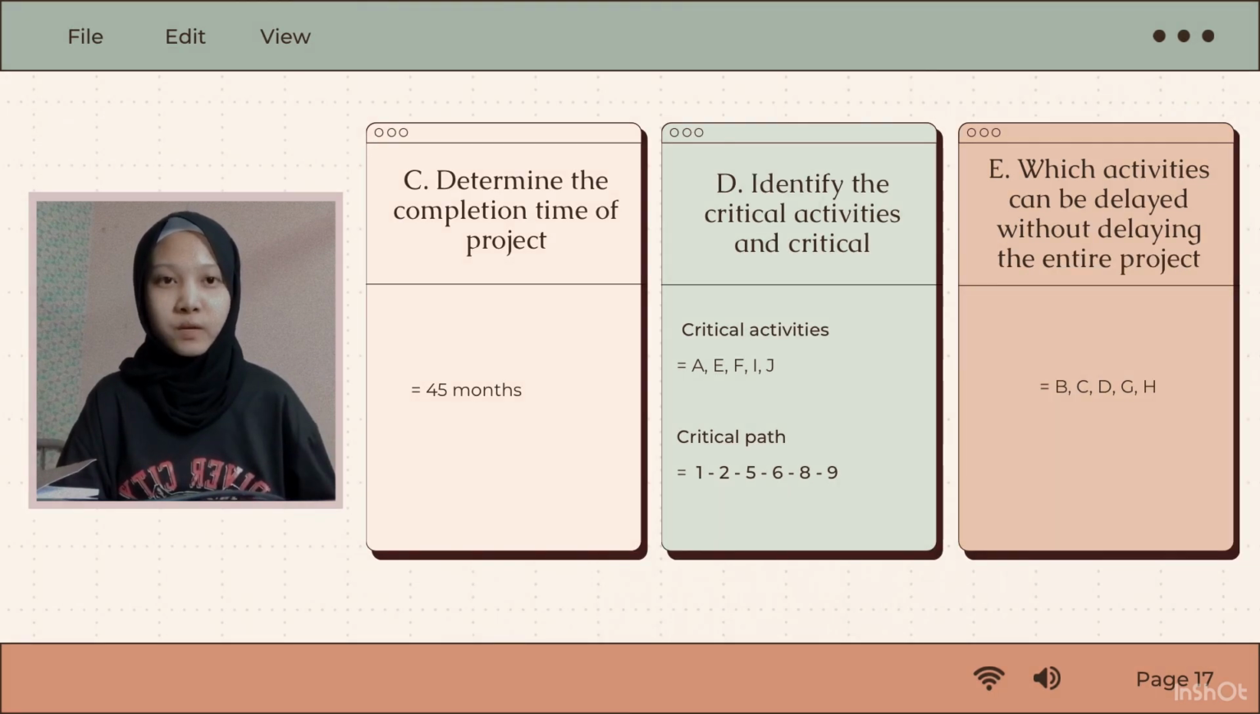For question C, we need to determine the completion time of the project that we already calculated through EET and LET. So the answer is 45 months. For question D, we need to identify the critical path and the critical activities. So the critical path is 1, 2, 5, 6, 8, 9. And the critical activities are A, E, F, I, J. And for question E, activities that can be delayed are B, C, D, G, H.